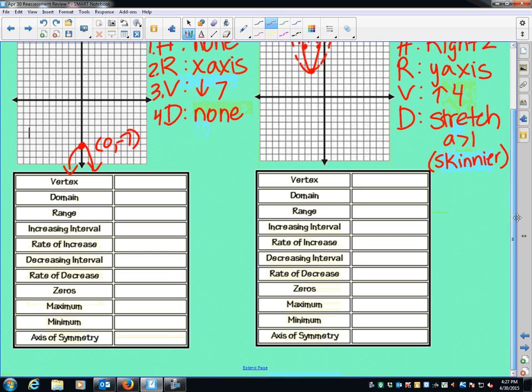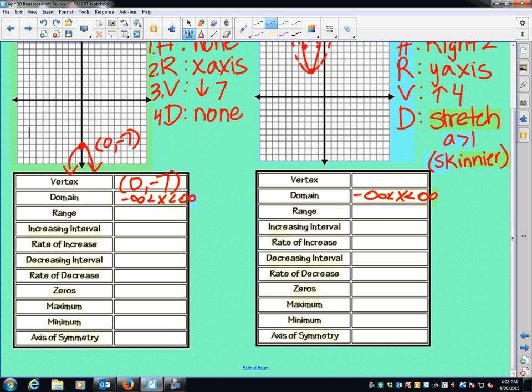Okay, so now we're going to go through our characteristics. So the vertex is 0, -7 on this one. The domain is negative infinity to infinity, always. So I'm going to go ahead and put it over here as well.